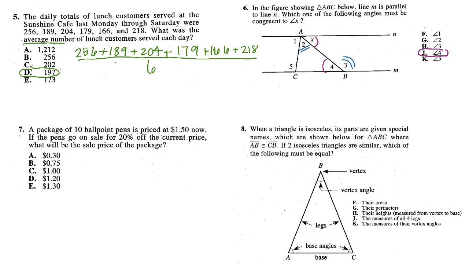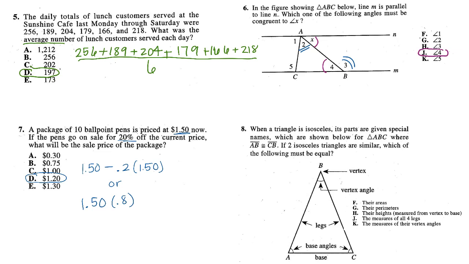All right, so a package of ballpoint pens. They're being sold for $1.50, and they go on sale for 20% off. So you have a couple of options. One option, you could take $1.50 and subtract 0.2 times $1.50. Or if you're doing 20% off, then you're actually only paying 80% of the price. Either one, it looks like you're going to get answer choice D.